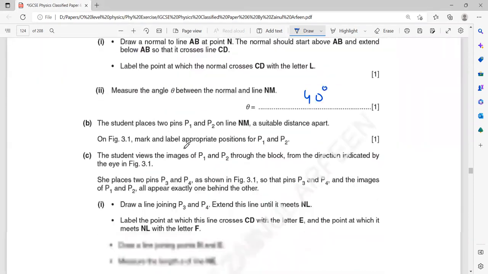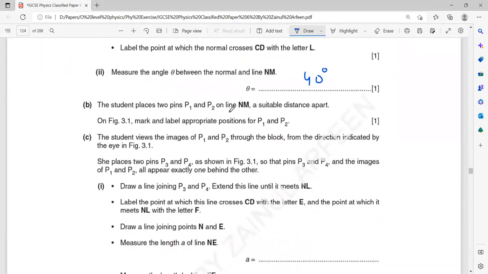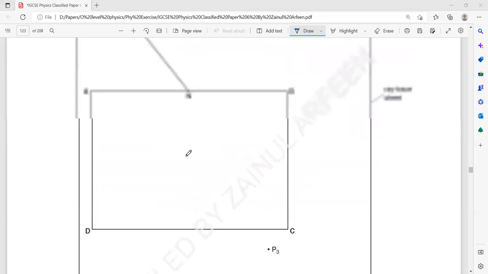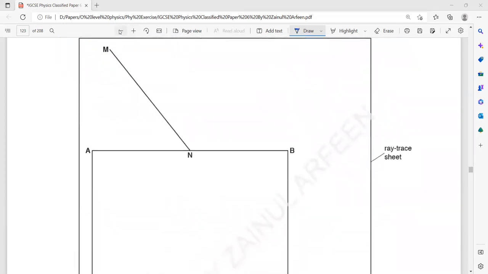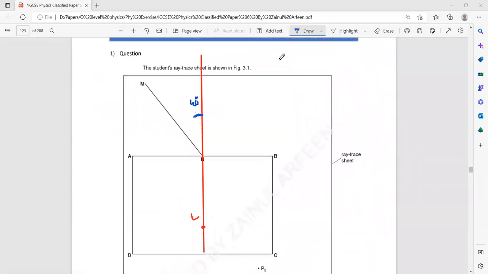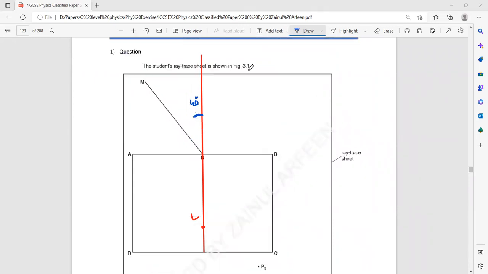Now, the second part: the student places two pins P1 and P2 on line NM, drawn at a suitable distance. On the figure, mark and label the appropriate positions of P1 and P2. Usually when we mark the positions, the separation should be greater than 5 centimeters. On the line, we have to draw P1 and P2. So this was the part.